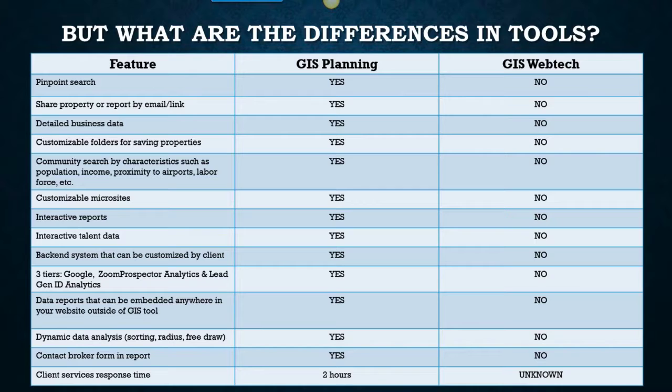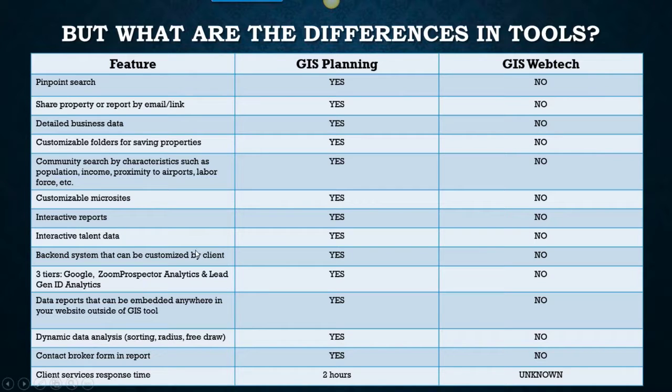So the back-end system can be customized by the client. It's the back of the system that your team uses to know what fields to populate and how to maneuver your little pinpoint if you're talking about available land. It's personalized and customized for you.